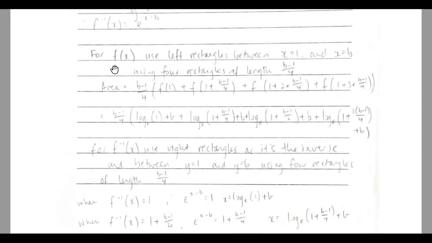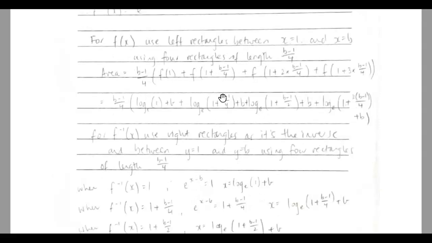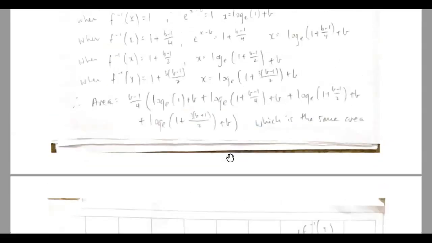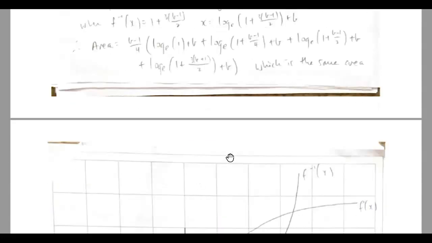Okay, hold on. Let me just read what I'm doing. So for f of x, I use left rectangles between x equals 1 and x equals b. We didn't really know what the upper limit was, using 4 rectangles. And then basically when you're doing the inverse, you're then using right rectangles, and you're going from the y-axis. I'm just thinking now whether I've made an error there, but let's move on.